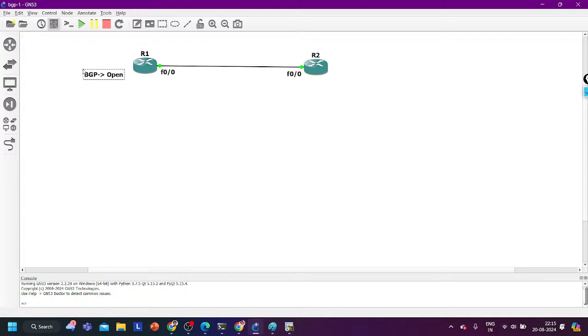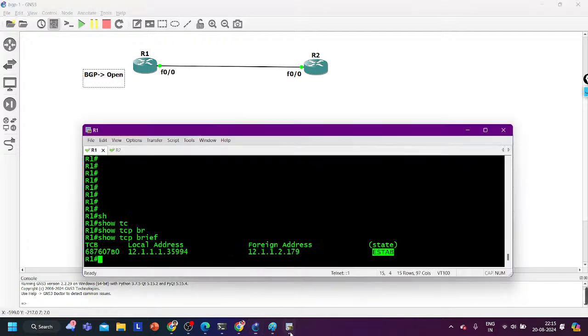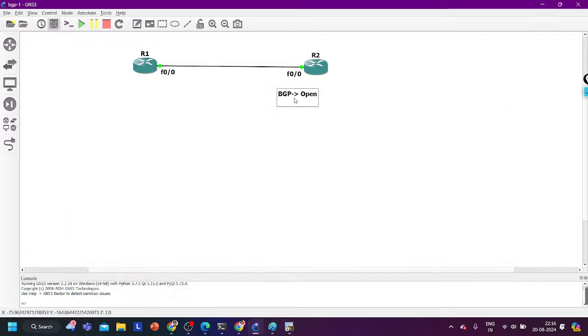So BGP will generate the open message at the application layer, then it will hand it over to the transport layer, to the TCP protocol. The TCP protocol will add the source port number and destination port number, right? And see, router 1 is using a random port number, and router 2 is using port number 179. Then source IP 12.1.1.1, destination IP 12.1.1.2. After that, it will forward to router 2.